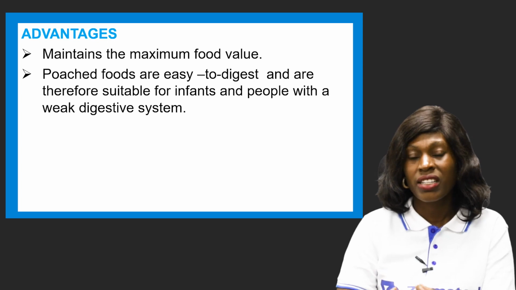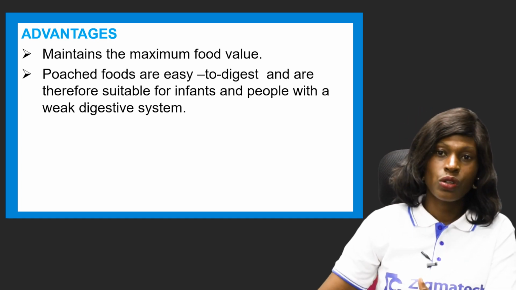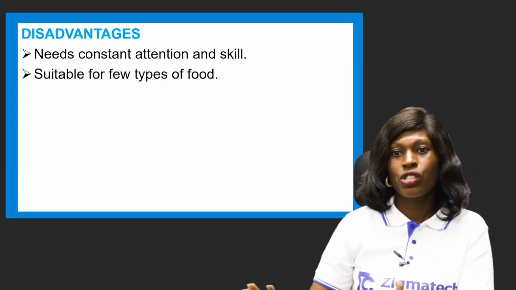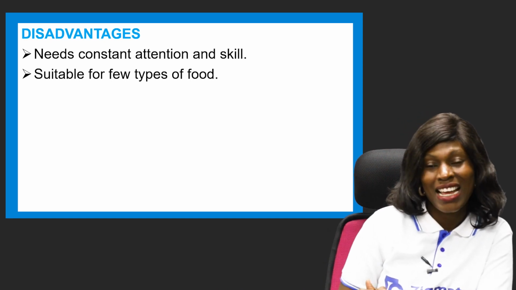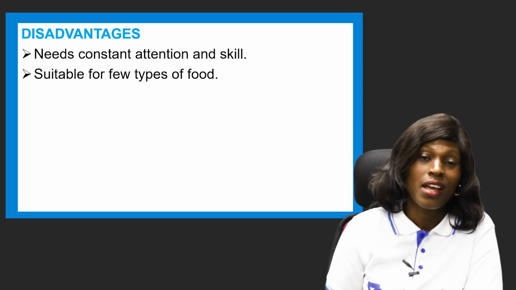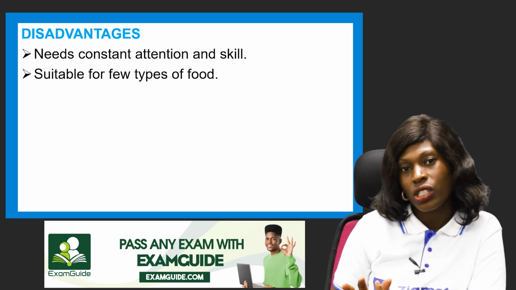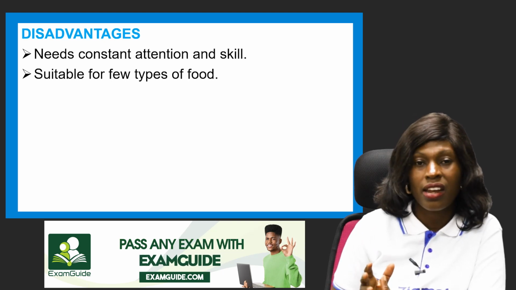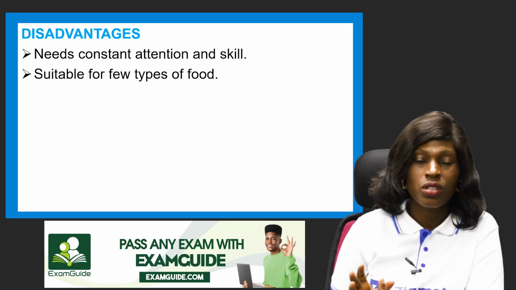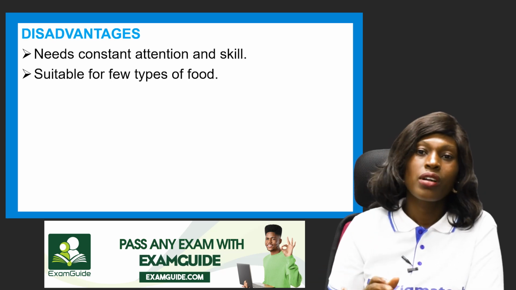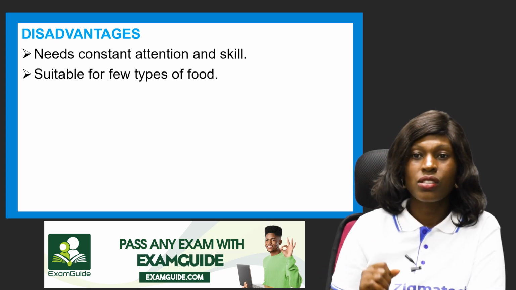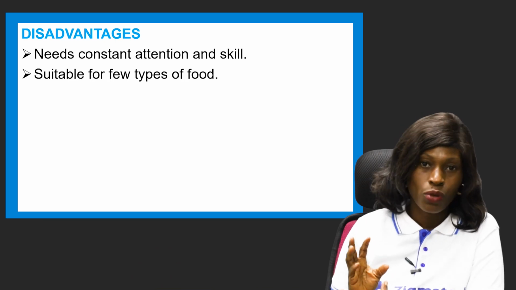So these are the advantages of using what? The poaching method. Then the disadvantages of using the poaching method are that it needs constant attention and skill. You have to be there, you have to watch it and see that it is okay and suitable to use. Now, also another disadvantage is that it is suitable for few types of food.